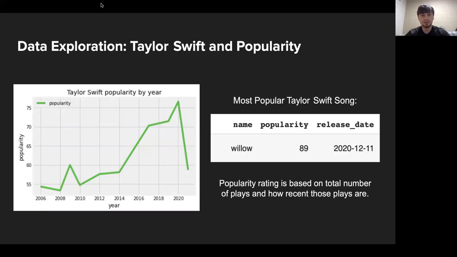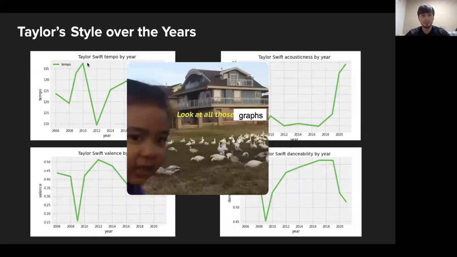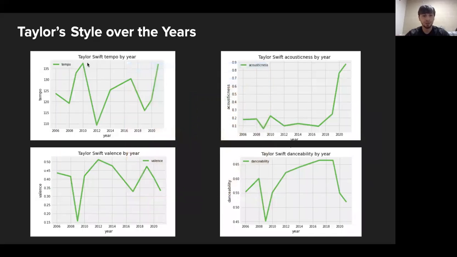And by digging deeper into this area, we found that this graph is actually misleading because Spotify determines its popularity score by using total plays and how recent those plays are. So that explains why she is consistently growing in popularity and also why there's a sharp drop-off at the very end, because those songs are so new that they have not had enough time to accumulate a large amount of total plays.